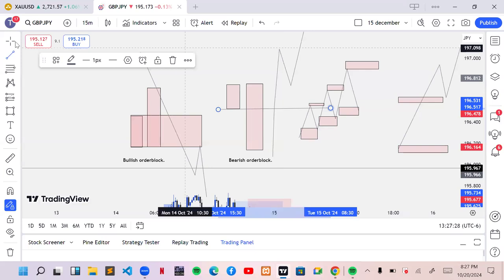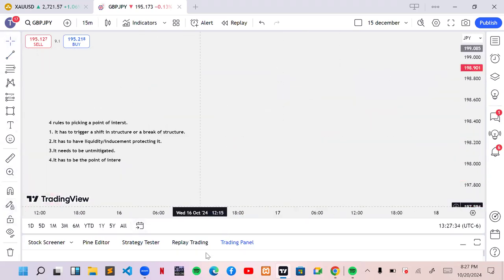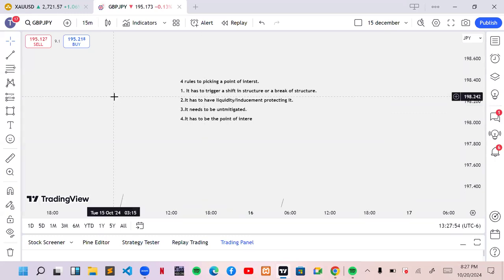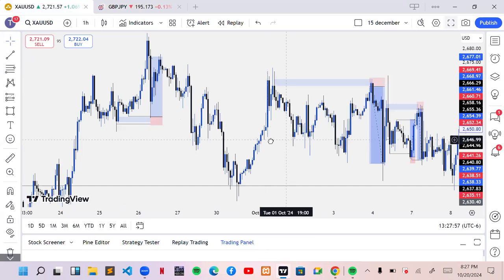Now, how do you know when to make use of which POI? How to know when to make use of the order block and how to know when to make use of the breaker block. So there are four key rules I pay attention to when picking a point of interest so that I can know how to pick the valid one. Number one rule that I pay attention to is it has to trigger a shift in market structure or a break of structure.